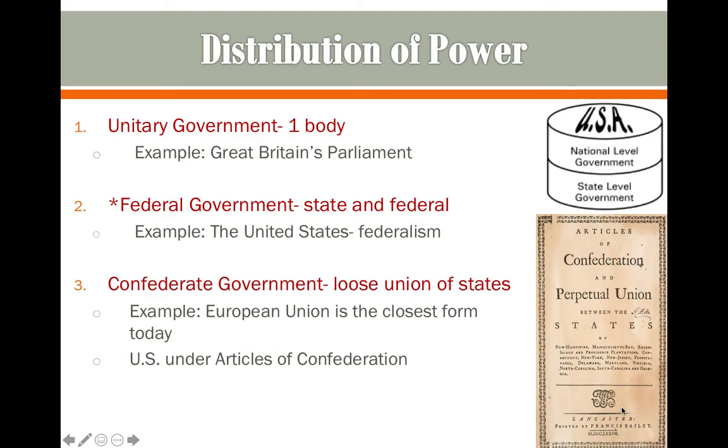You also have a third option, which the CSA during the Civil War was trying to get back to, which is the Confederate government, a loose union of states. And that's what America's government first was after the American Revolution, but we realized that it was too weak and wasn't able to get enough done like a federal and state governments can. So the European Union today is the closest form of that. We also had the Articles of Confederation as that type. The definition of unitary government and the definition of federal government and confederate government is something that you will get in your notes or in your textbook.